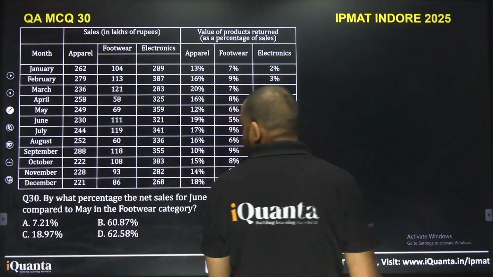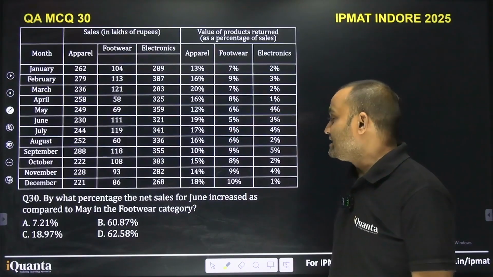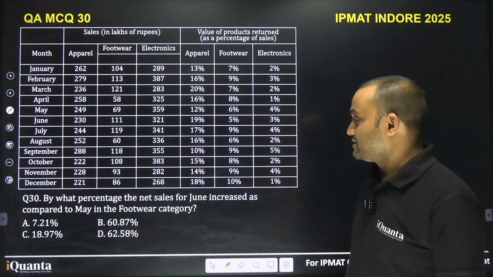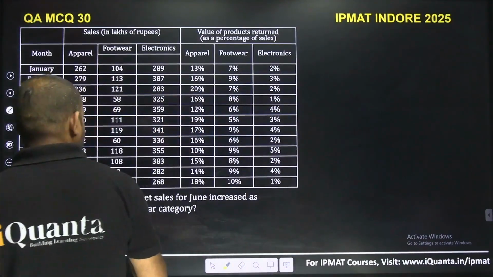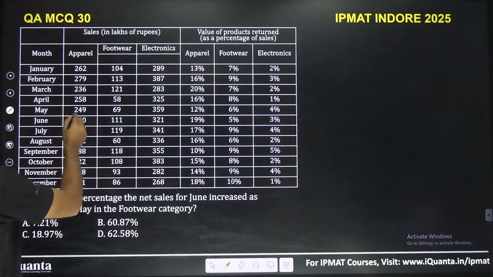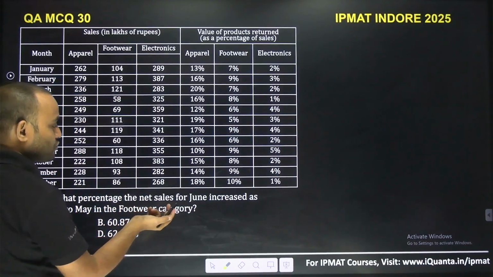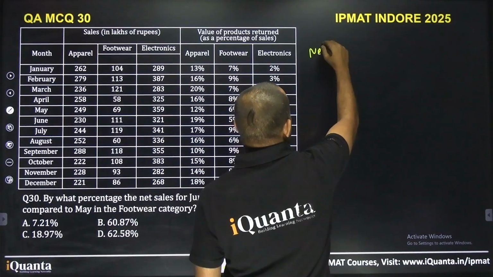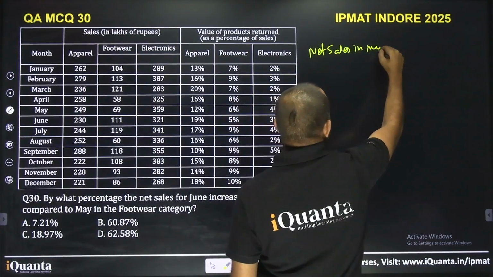Last question of this set, it says: by what percentage did the net sales of June increase as compared to May in the footwear category? So first we need to find the net sales in May.